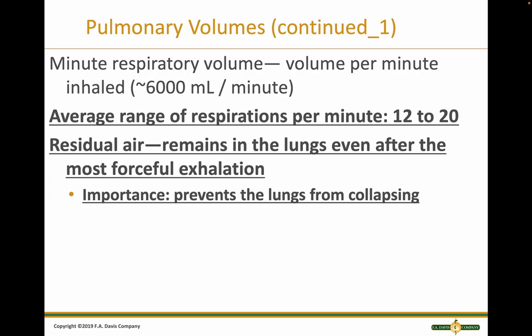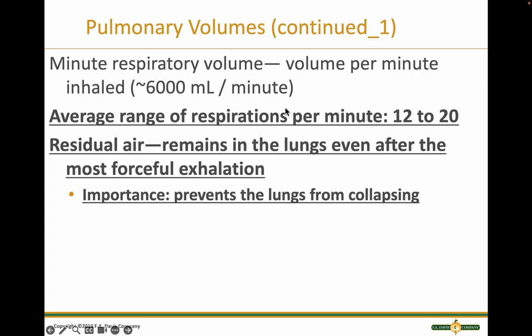And that volume of air that stays in your lungs is there for an important reason. It prevents those alveoli from collapsing in on themselves, and the lungs themselves from collapsing in on themselves. So we need a little bit of air in the lungs at all times to keep the lungs at least partially expanded. This is known as residual air. The average range of respirations per minute is important to know. It's 12 to 20 breaths or respirations per minute.